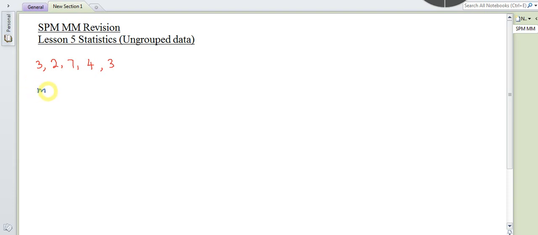Okay, so I will be talking about the mean, mode, and median. These three we call a measure of central tendency. Mode is the data which has the highest frequency, and the median is actually the middle value.